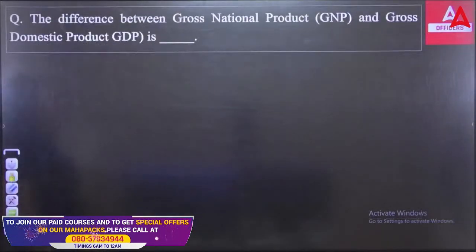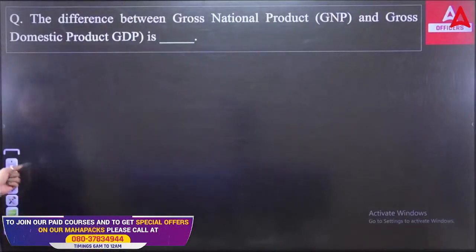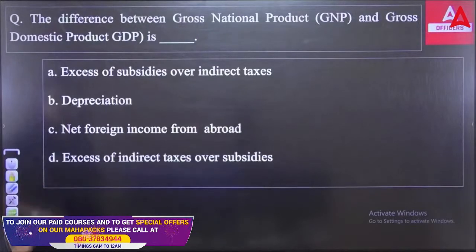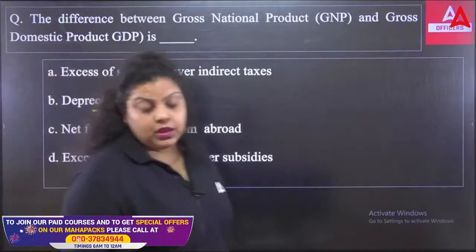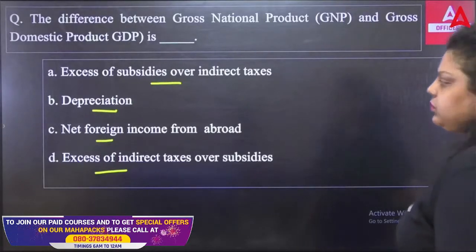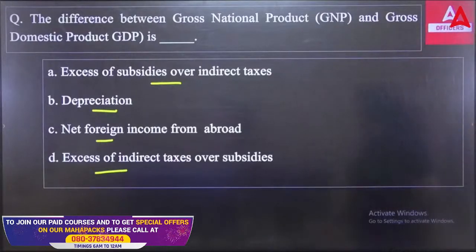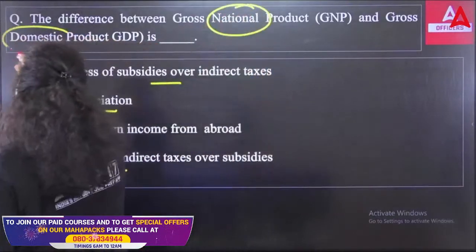Clear? Next. The difference between gross national product and gross domestic product. So what is the difference between GDP and GNP? So we have first, excess of subsidies over indirect taxes; depreciation; net foreign income from abroad; excess of indirect taxes over subsidy. So you are asking the difference between GDP and GNP. Okay. So it's very obvious now, you are calculating the difference between domestic product and national product.